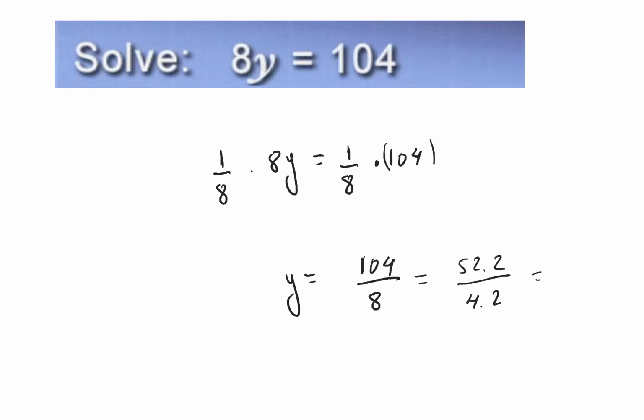Now solve this equation: 8 times y equals 104. So the question is asking you, what is the number y that when you multiply by 8, you obtain 104? This is the equation, so we need to find the value of y. To isolate the y, this is what we want to do. We start like this. We write the equation.